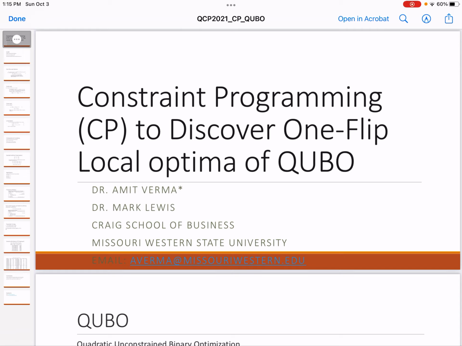Hello everyone. Today I'm going to present constraint programming approaches to find the set of one-flip local optima in the context of quadratic unconstrained binary optimization. My name is Dr. Amit Verma, and I work at the Craig School of Business at Missouri Western State University.